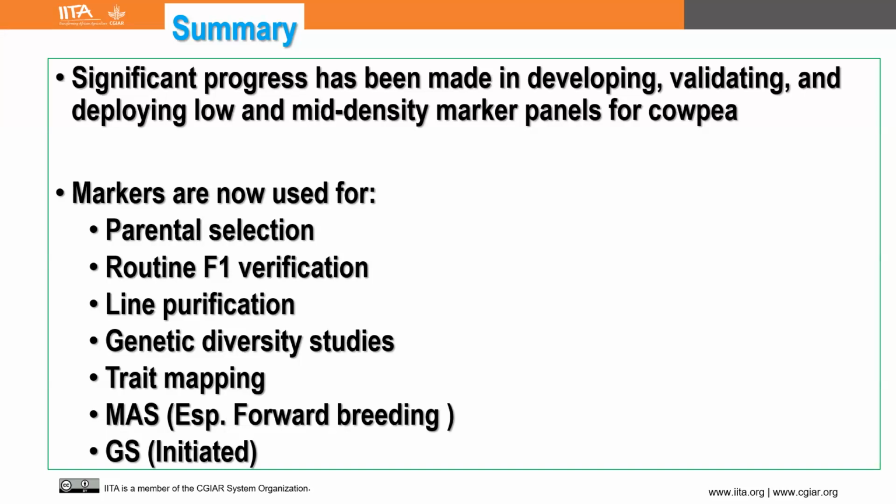We are using these resources for routine F1 verification, both in our program and in our partners' programs, the national programs, line purification, genetic diversity studies, trait mapping, marker-assisted selection, and this is going to get even better when we validate a number of trait-specific markers that we have developed. And then we just started to initiate genomic selection. I think this is the end of my presentation.